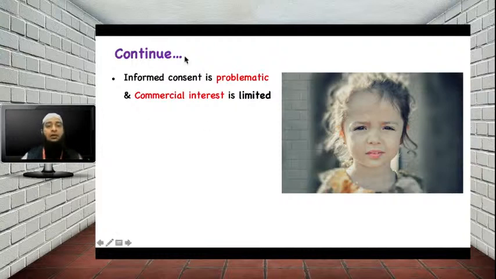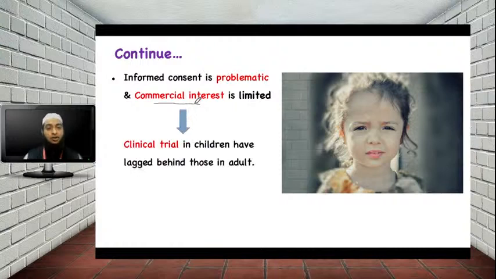So informed consent is problematic, and commercial interest is also less. Since commercial interest is less, many manufacturers and pharmaceutical industries don't take more interest in developing new molecules for the treatment of the pediatric patient. So due to these two important challenges, informed consent and lower commercial interest, clinical trials in children have lagged behind those in adults.